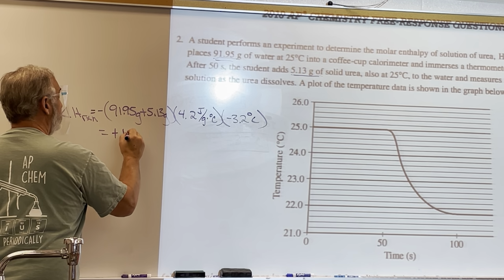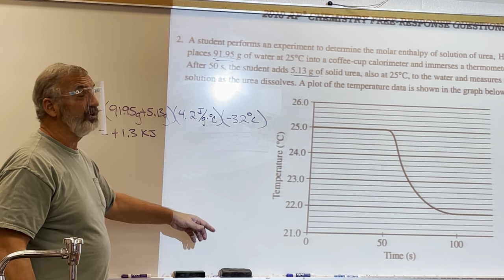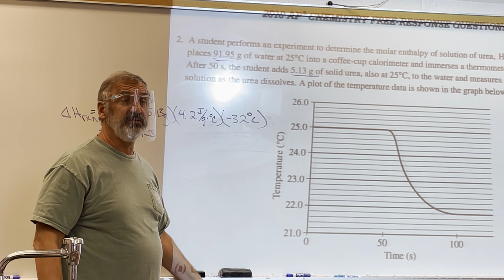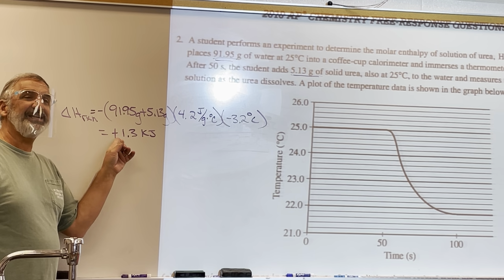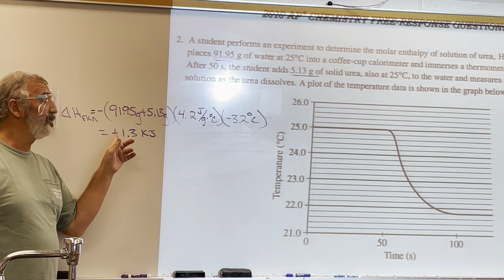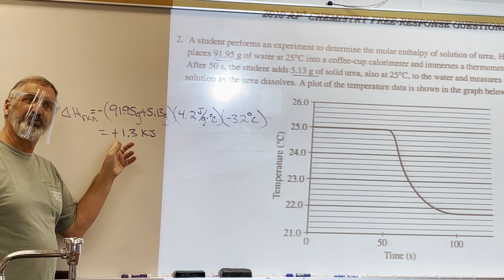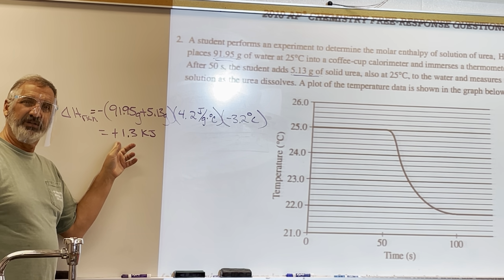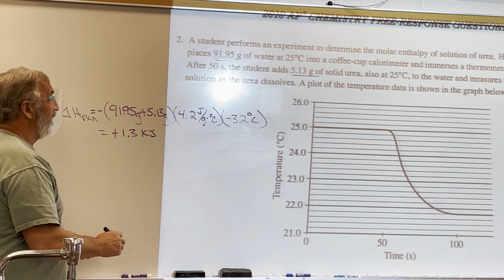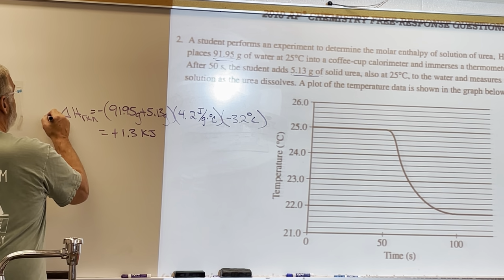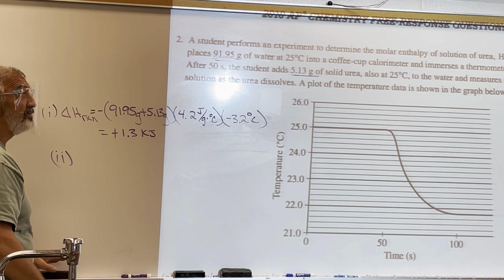Positive 1.3 kilojoules. Now, it does not specify what unit you have to have delta H in. So you could have said joules or kilojoules. However, you must have a unit on it. If you just put 1.3, you don't get credit because you have to identify whether it's joules or kilojoules. Okay, so you have to put the unit on it. Now, so this is C1, how then do we get kilojoules per mole?